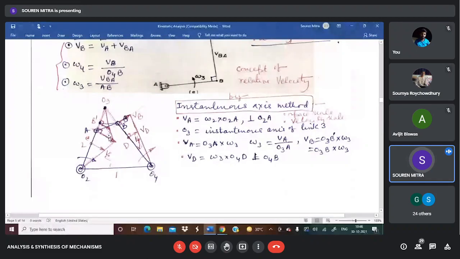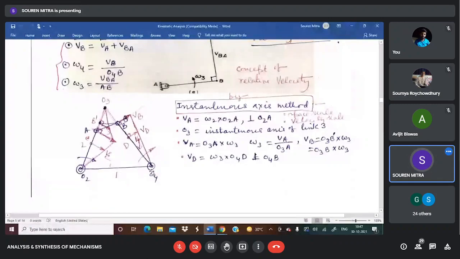Okay, that is the only thing that you can get as you have done earlier. Omega 2 multiplied by this distance, and this is the velocity. In the instantaneous axis method, we have to find the center of rotation of all the links. In case of a four-bar linkage, there are 4 members, one is fixed. For member 2, it is a fixed center of rotation. For member 4, it is also a fixed center of rotation.